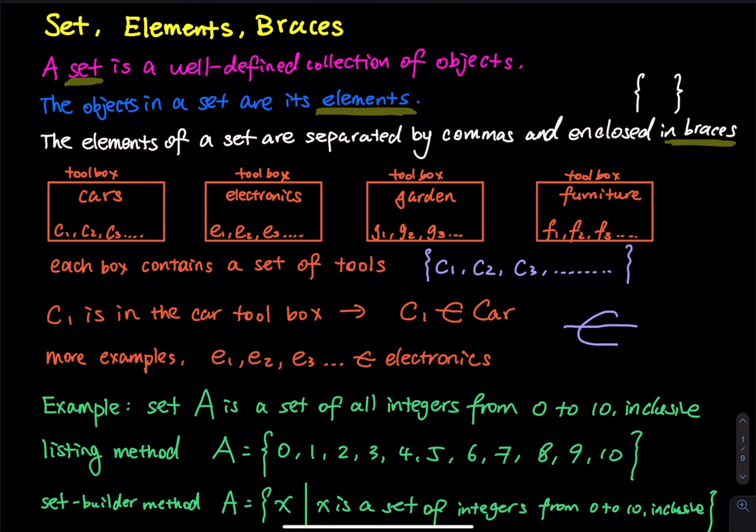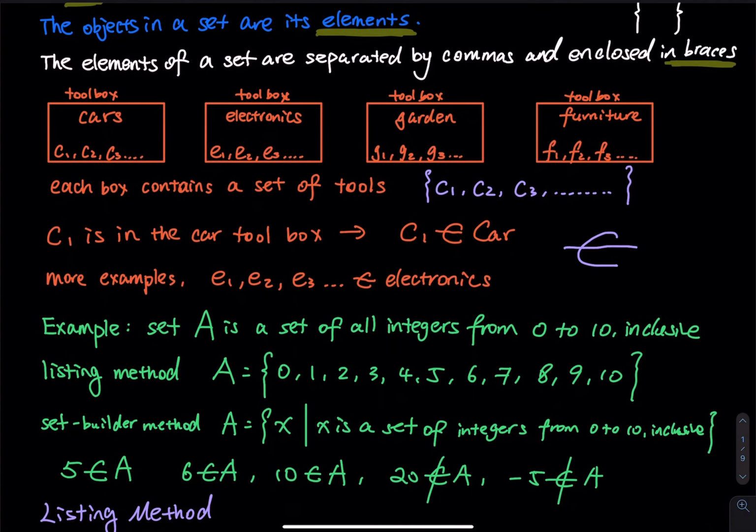Let's say set A is a set of integers from 0 to 10 inclusive. The word inclusive means including 0 and including 10. There are 2 ways to write a set. The first way is using the listing method. Listing method means you just write everything out. So we have A equals braces 0 to 10, and I use a comma to separate each element.